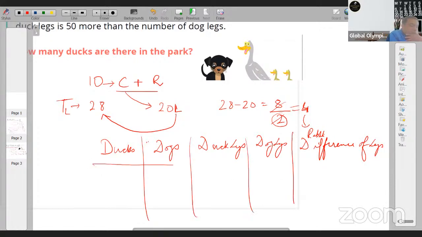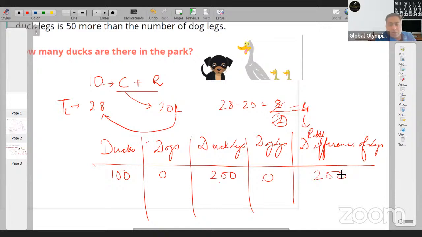Okay, let's do it in this way. So let's assume that all 100 are ducks. Then how many dogs will be there? There will be 0 dogs. Correct. Duck legs will become 200 in that case. Your dog legs will become 0. And your difference of legs will be 200 minus 0, which is 200. All with me? So far, so good? Clear? Okay.